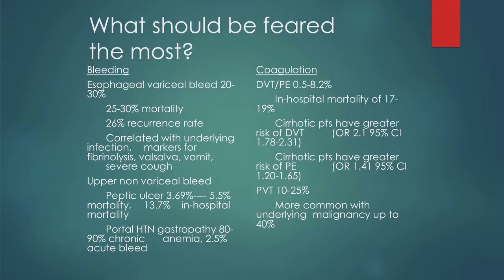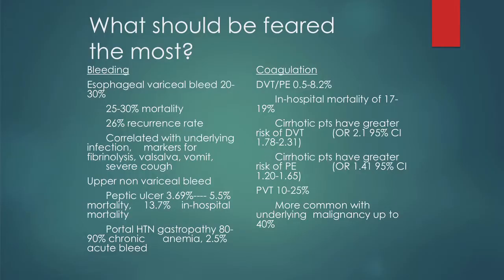So for bleeding, I divided it into the less severe and then the most severe cases. So we have esophageal varices, obviously the most severe complication, which happens in 20 to 30% of cirrhotic patients. So it's significantly high. It has a 25 to 30% mortality once it happens. And this is a summary of all the studies that I read. I'll give you my references at the end. It has a 26% recurrence rate. So these patients are going to be coming back and rebleeding. And it's correlated with underlying infection and markers for fibrinolysis.